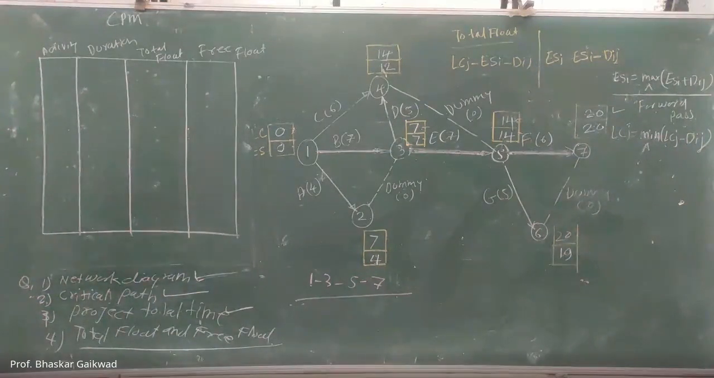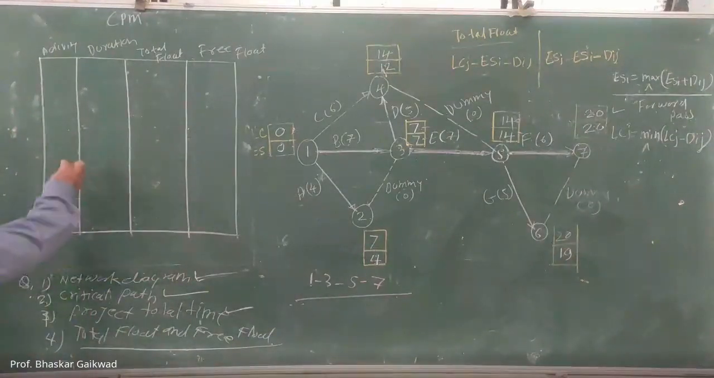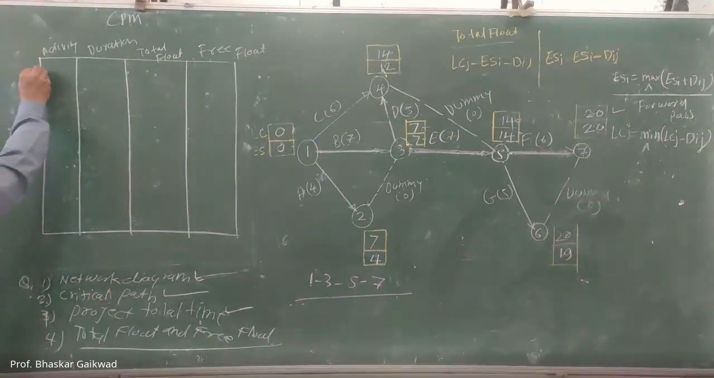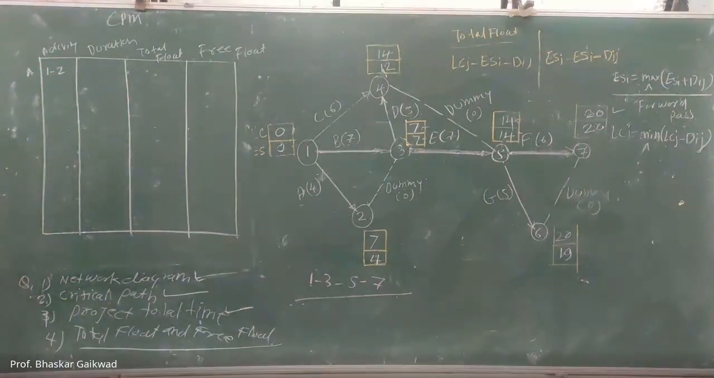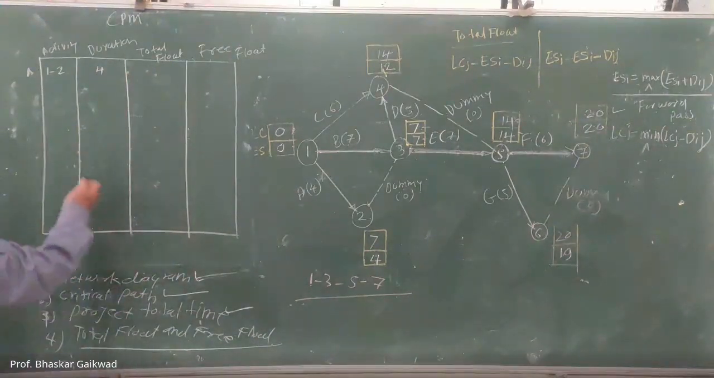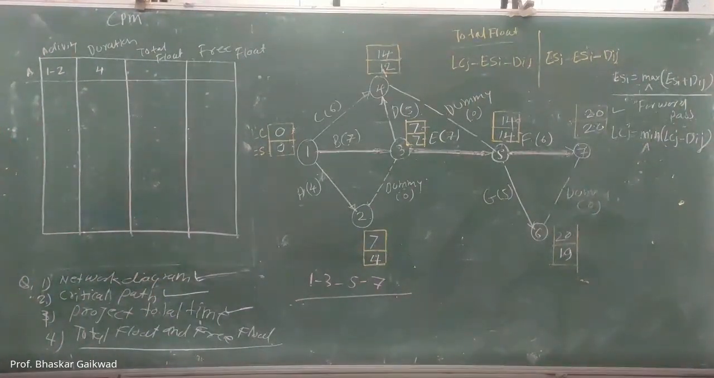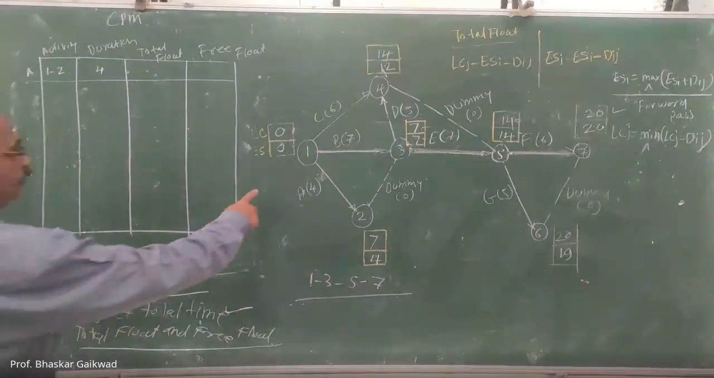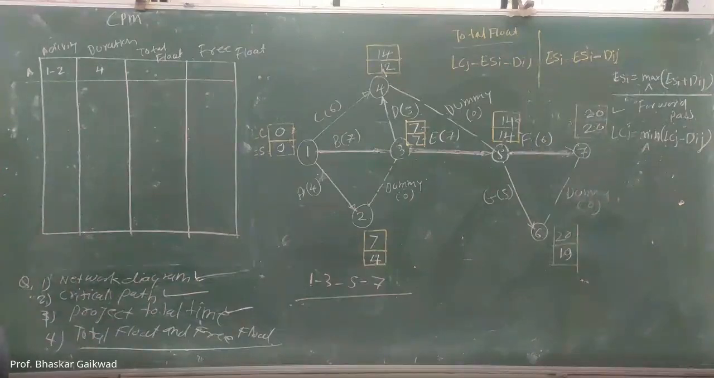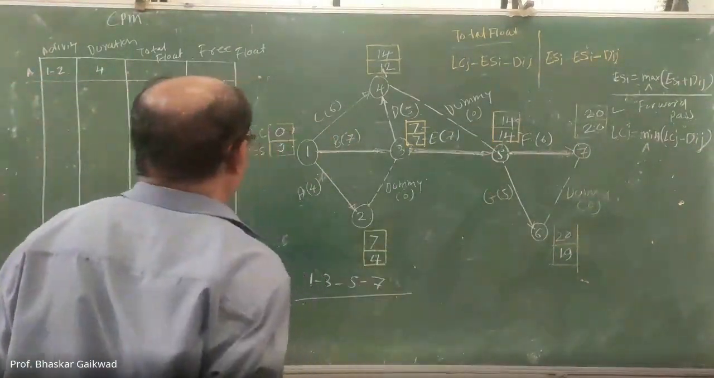So let us consider first activity 1 to 2. This first activity here you can write, that is the A activity, 1 to 2. What is that duration? We have to calculate this one. After this, next activity 1 to 2, then 2 to 3. Here 1 to 2 and 2 to 3. So here you can write 2 to 3 and 3 to 4, 4 to 5, 5 to 6, 6 to 7, like this activity.